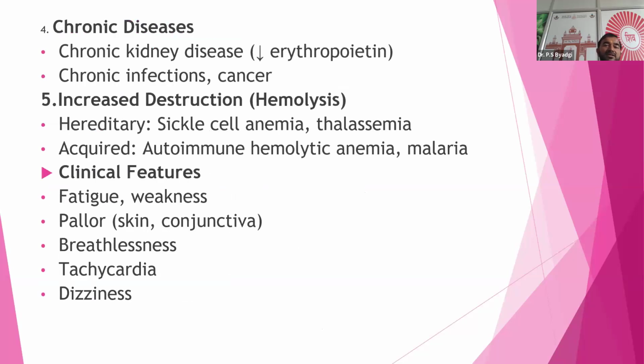In case of the anemia of chronic diseases, certain diseases can cause it, like chronic kidney disease because of decreased erythropoietin, chronic infections, cancers, rheumatoid arthritis, systemic lupus erythematosus. All those are diseases where there is an anemia of chronic diseases. Increased destruction occurs in certain conditions like hereditary sickle cell anemia, thalassemia, autoimmune hemolytic anemia, malaria. In all these conditions, there is an increased destruction of the RBCs.